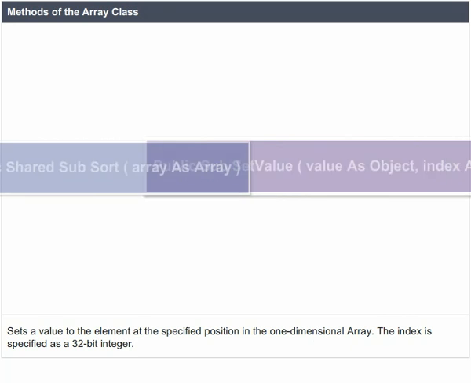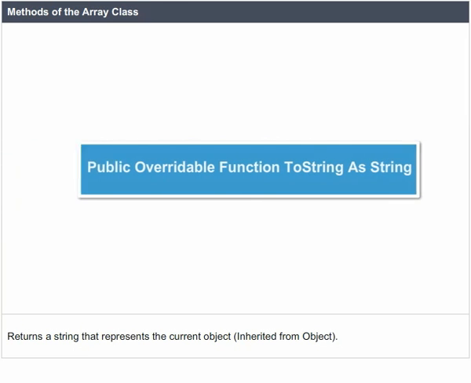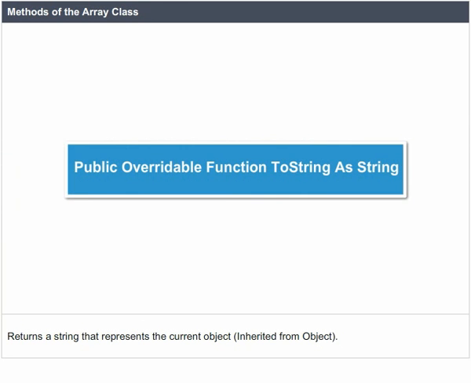Sorts the elements in an entire one-dimensional array using the IComparable implementation of each element of the array. Returns a string that represents the current object, inherited from object.